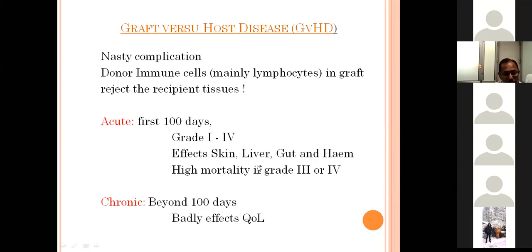Which tissues are affected primarily? Skin, liver, gut, and the hematopoietic system. High mortality if grade 3 or 4. This detail is not required for you.